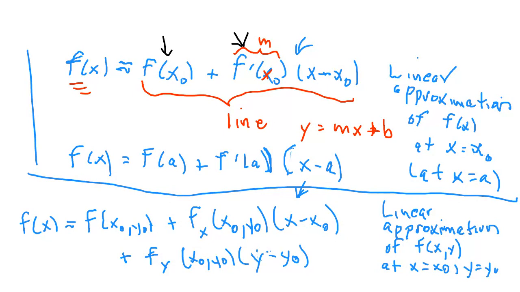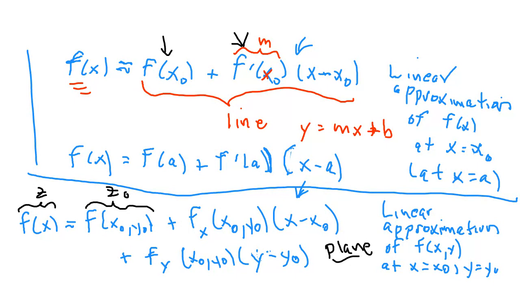Sometimes, by the way, we'll call f of x naught, y naught z sub 0. But the point is, you get the equation, what is this? This is a plane. It fits the format for a plane.